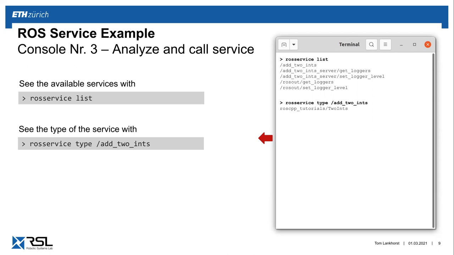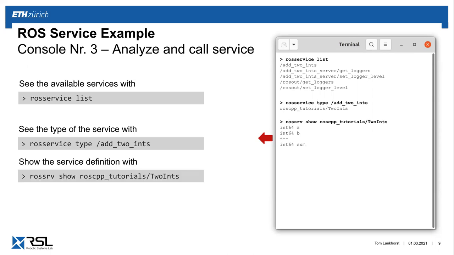Now we would like to know what this service description actually looks like. And that is where the rossrv command comes in. rossrv show gives us a textual representation of the SRV file. And in this case, we see that there are a total of two request parameters and one response parameter. The two request parameters are A and B, which are both signed 64-bit wide integers, and the response value is also a signed 64-bit integer called sum.